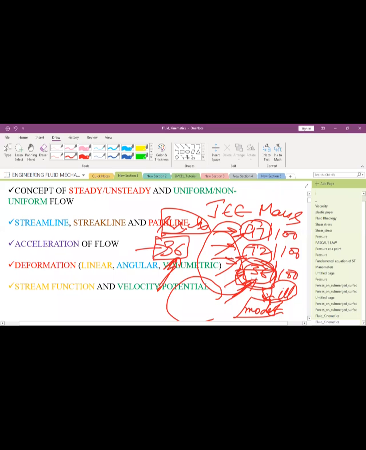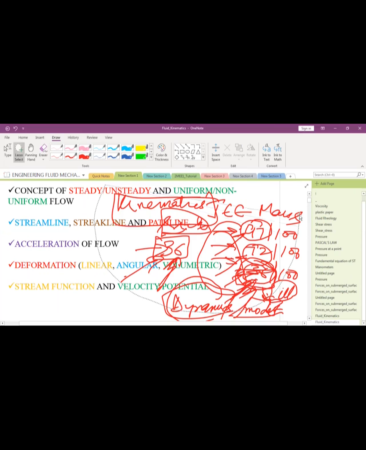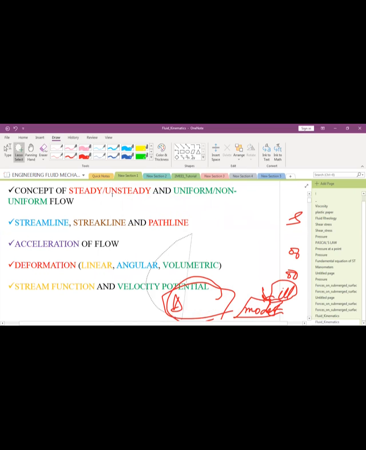So you are only interested in the number. If you are only interested in the number, then it is called kinematics. But if you are interested in why this number has come, that is called dynamics. And you clear? Any doubts to anyone?